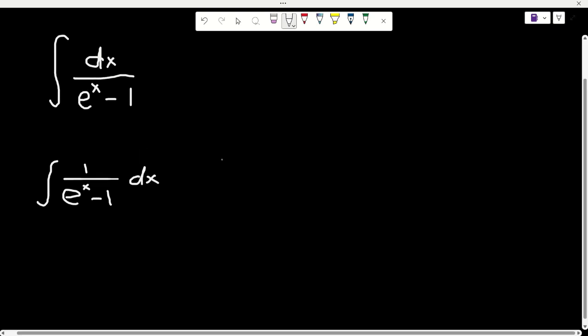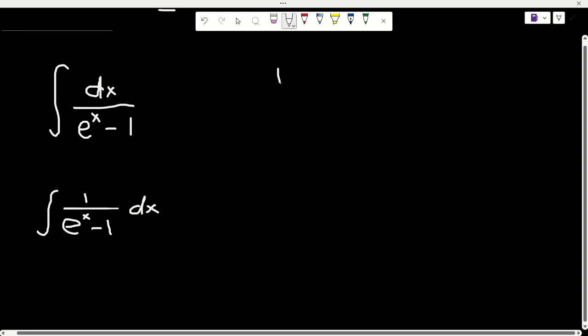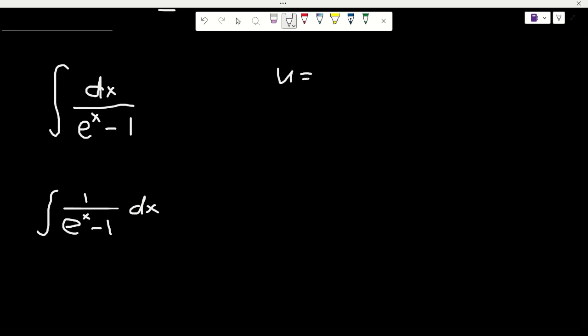Now, if we use the u substitution here, let's say u is equal to e^x minus 1, and our du is simply e^x dx. Now, if we isolate dx, we will have du over e^x. This term will cancel. So we have dx is equal to du over e^x.